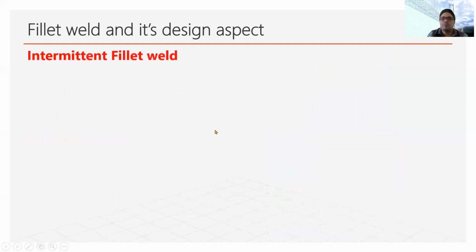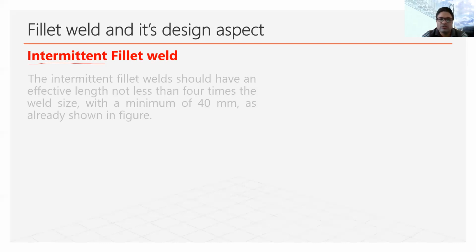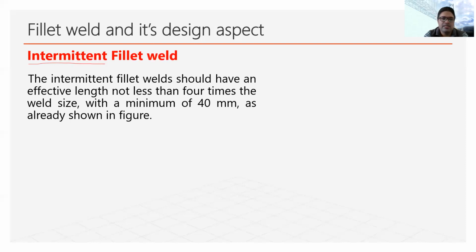Now coming to the intermittent fillet welding. As the name suggests, intermittent means welding is not regular, welding is not continuous, it is breaking in between. So sometimes we provide intermittent fillet welding, but not in all cases, only in very special cases. In case of intermittent welding, there are some specifications given by the IS code.